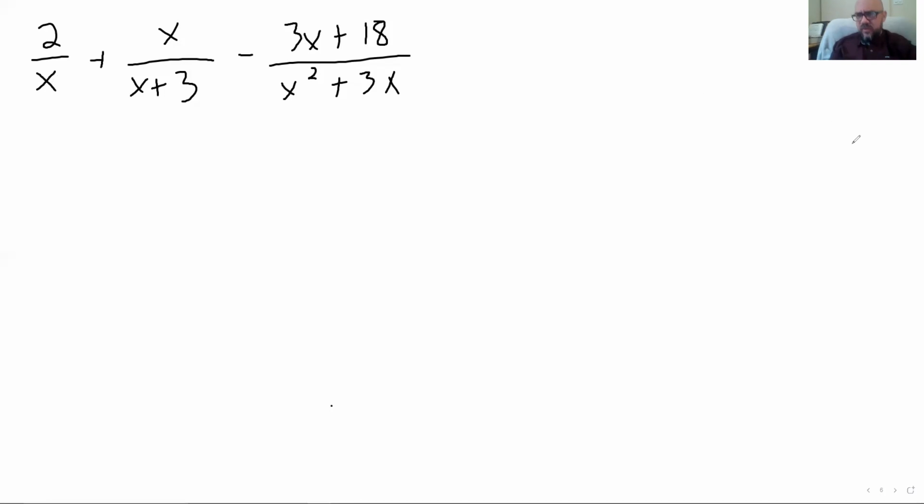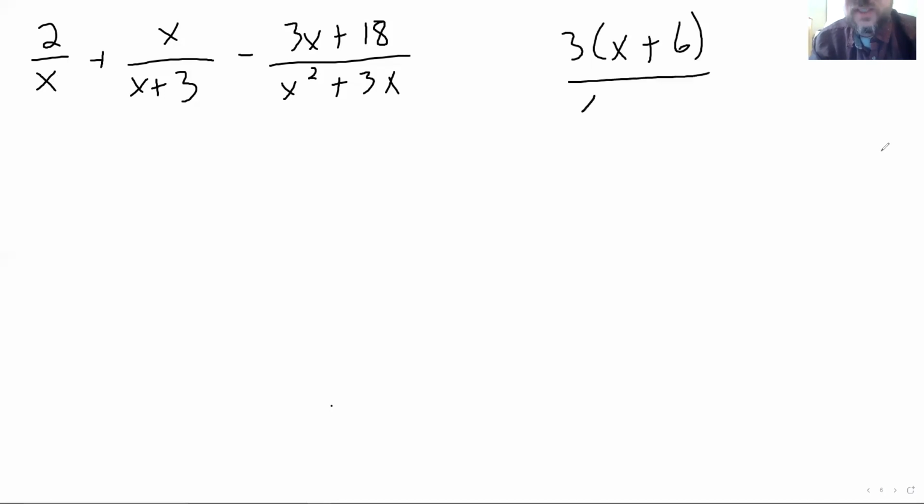I don't even really need another page for this. So 3 times x plus 6, and that guy is x times x plus 3. So our LCD here is x times x plus 3. Looking at all three terms, I've got an x here, an x plus 3, and then x plus 3.